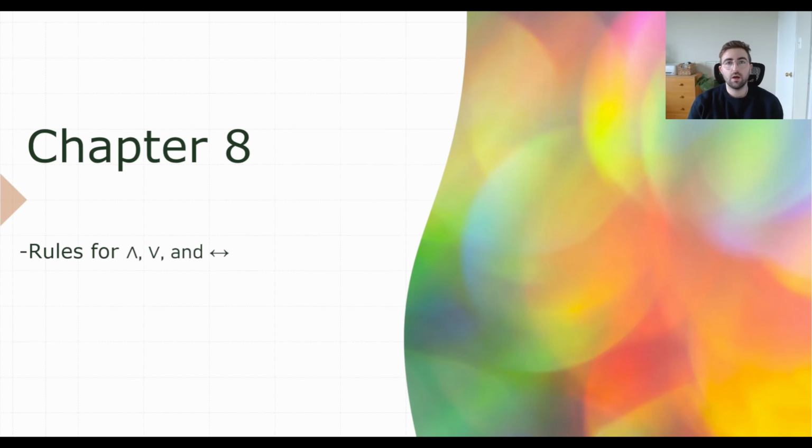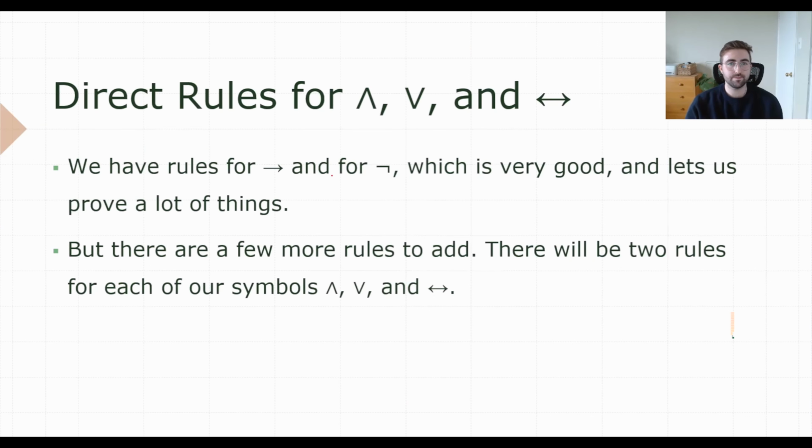All right. So welcome to lesson 6, which is on chapter 8 of the textbook, and which will cover our derivation rules. We're going to add some new rules for the and symbol, for the or symbol, and for the if and only if symbol. So let's get to it.